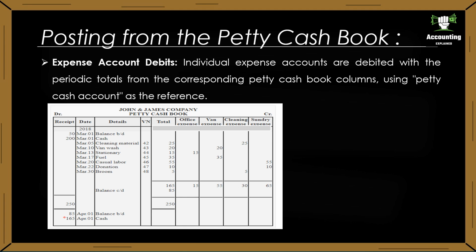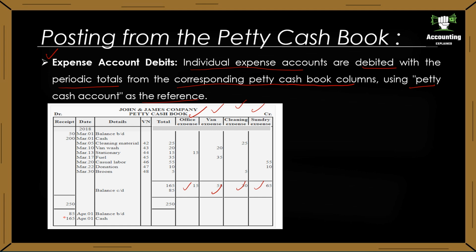Next we are going to see expense account debits for the journal entry. What are all the accounts to be debited in the journal entry? Individual accounts are debited with the periodic totals from the corresponding petty cash book columns. What are the periodic totals? Office expenses periodic total is 15, van expense it is 55, cleaning expense it is 30, sundry expense it is 65. Using petty cash account as the reference.